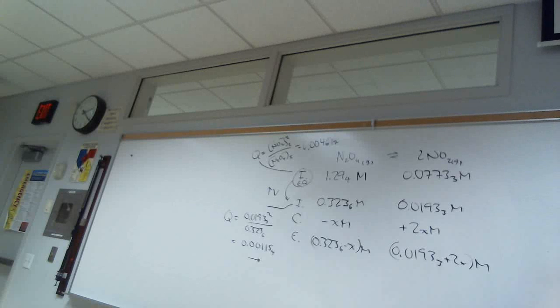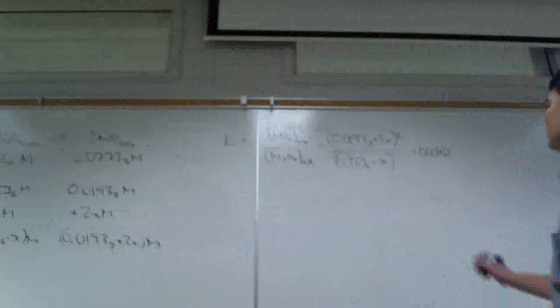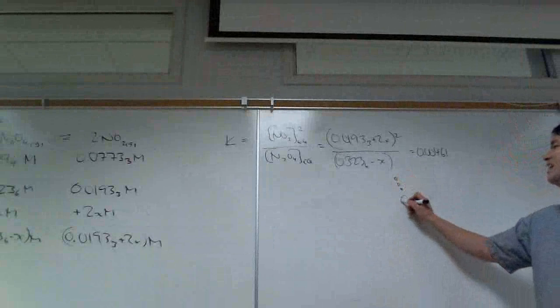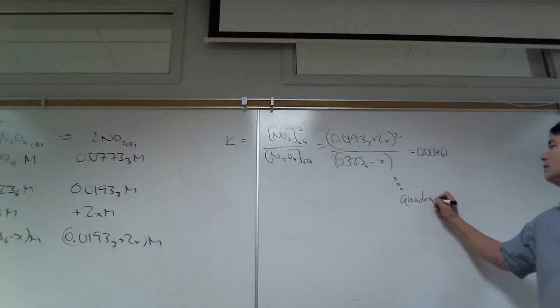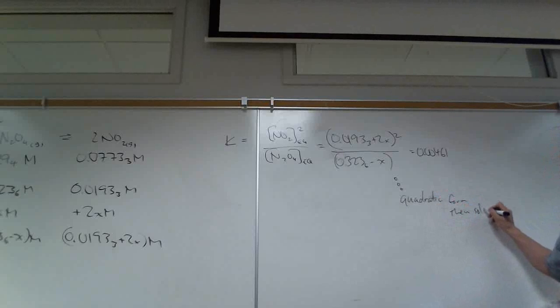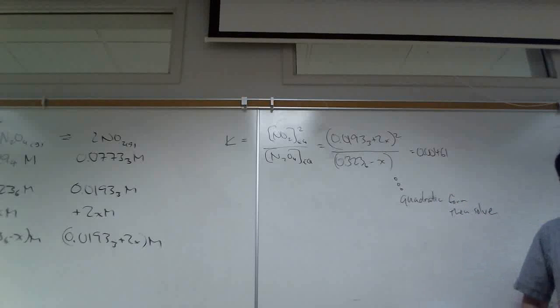So what we have here is just some algebra to complete. What would we do from here? We'd probably get it into quadratic form. Then solve. Did I talk about the simplifying assumption? No.